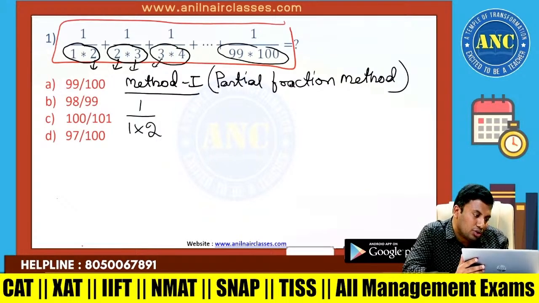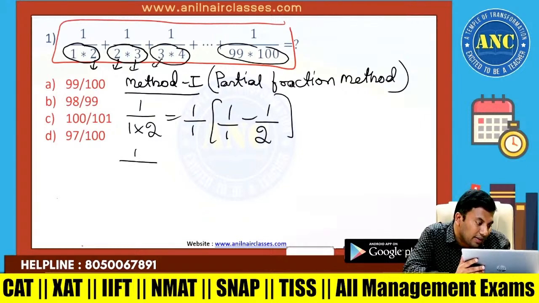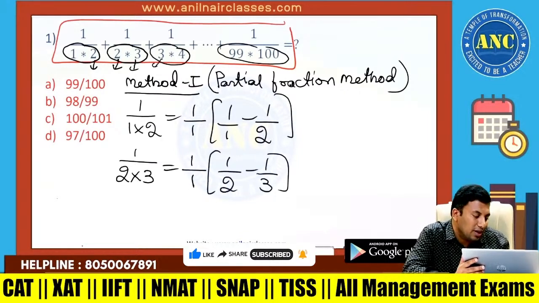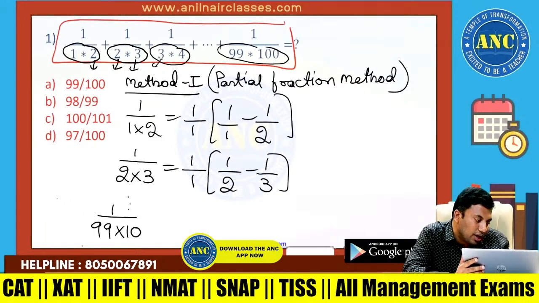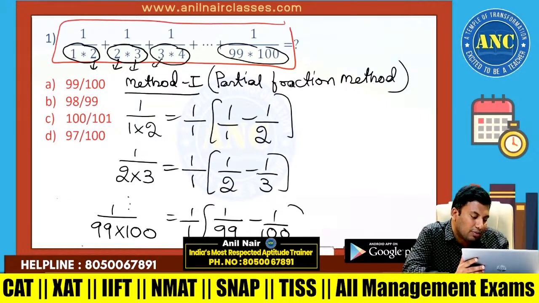1 by 1 into 2. Can I write it as 1 by 1 into 1 minus 1 by 2. If I take the denominator LCM 1 into 2, 2 minus 1 is 1, 1 will get cancelled. 1 by 2 into 3 can also be written as 1 by 1 into 1 by 2 minus 1 by 3. Similarly, if I take the last value 1 by 99 into 100, this is nothing but 1 by 1 into 1 by 99 minus 1 by 100.